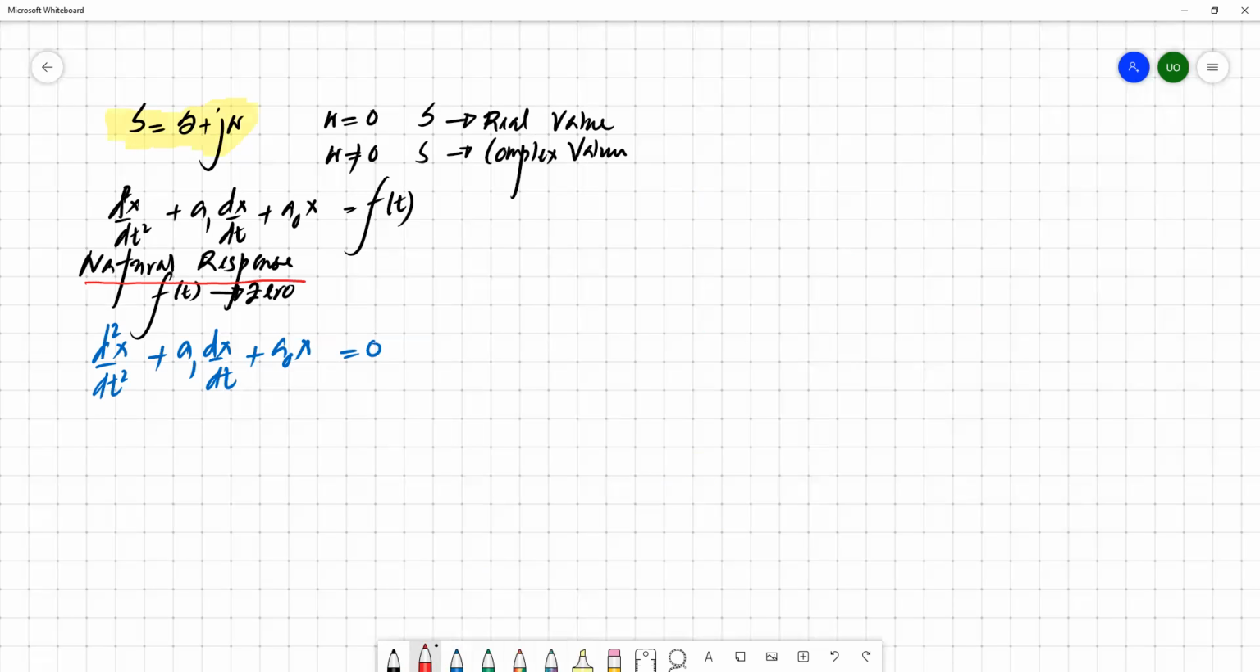So let f(t), the forcing function, be 0. Then we can get the modified differential equation having 0 on its right hand side, and then we can easily get the characteristic equation. So this is the characteristic equation.